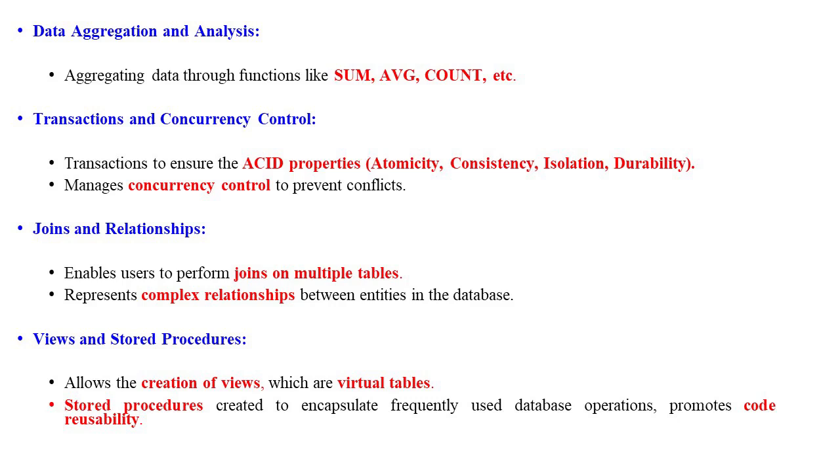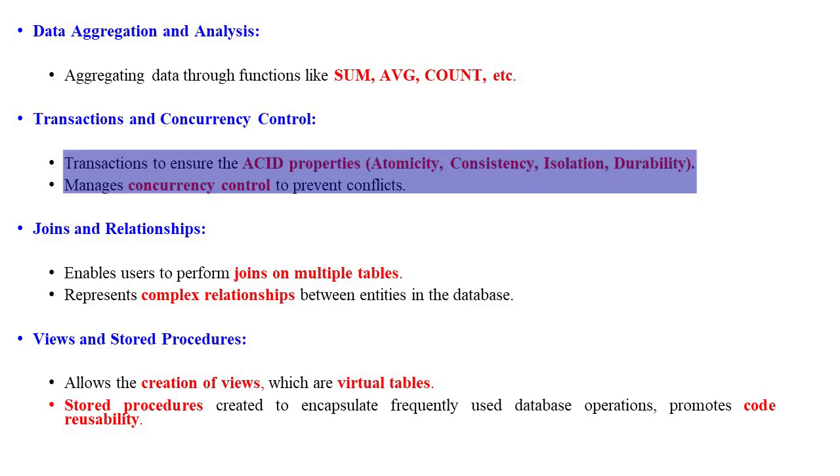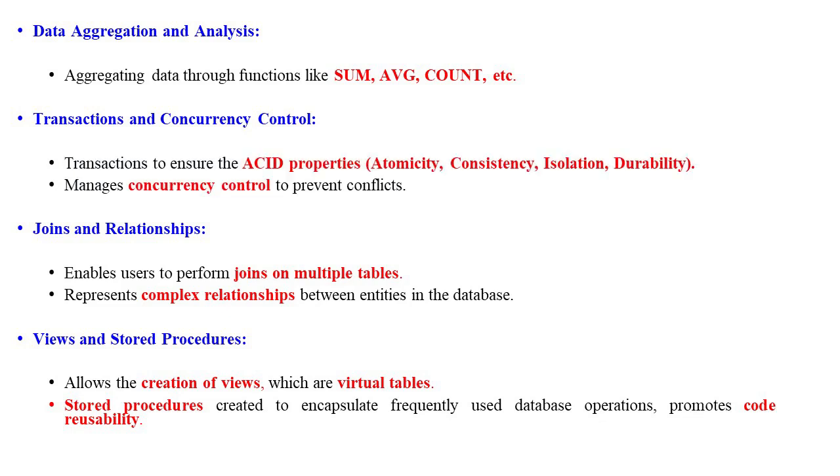Next, transactions and concurrency control. Database processing handles transactions to ensure ACID properties. ACID properties are atomicity, consistency, isolation and durability. It also manages concurrency control to prevent conflicts when multiple users access and modify the database.